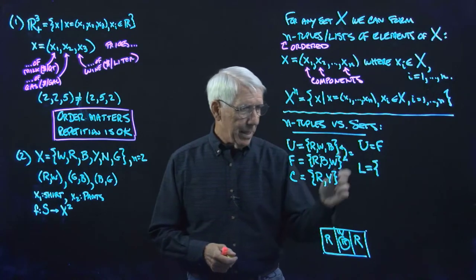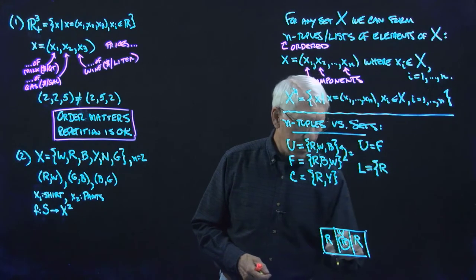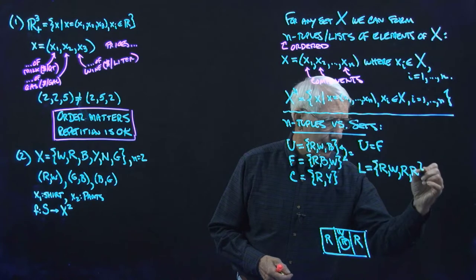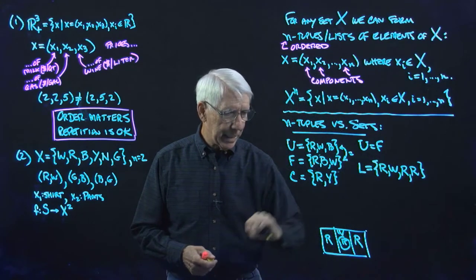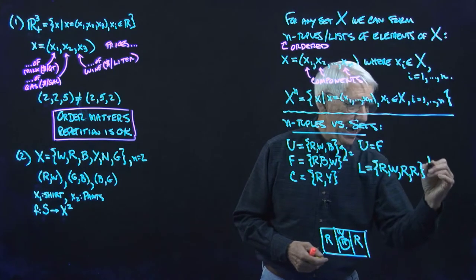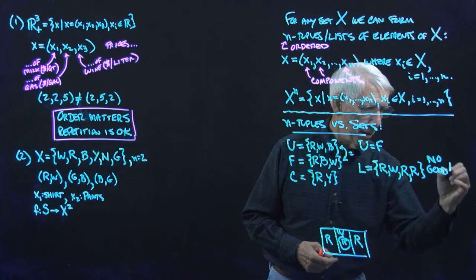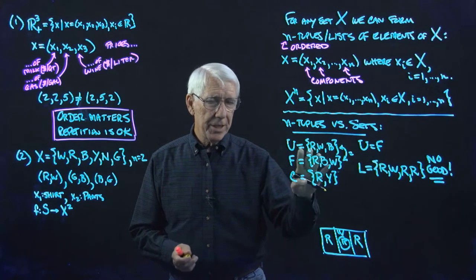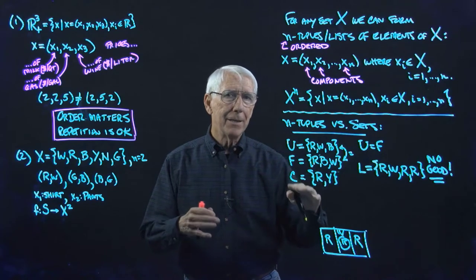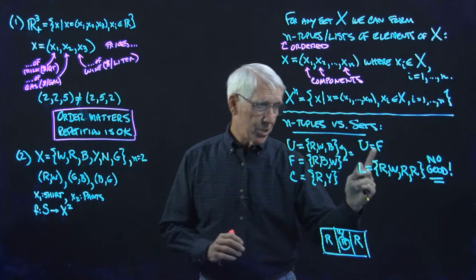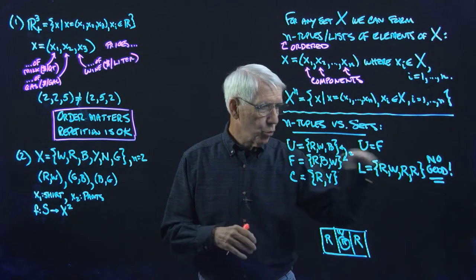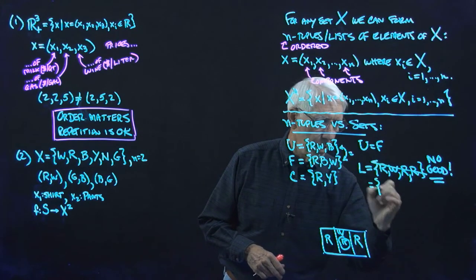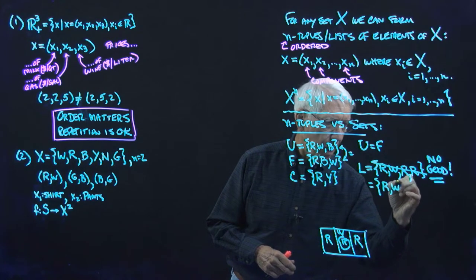So you could say that the set here should be R, W, R, and then R again, maybe. That might be my description of the colors in the Canadian flag. But this is actually no good. As I said before, all we're interested in with sets is whether an element is in the set or it's not in the set. It can't be in the set multiple times. It's either in the set or it's not in the set. So writing R 3 times is ruled out when we're talking about sets. So that's no good. And so this L is the set R and W.